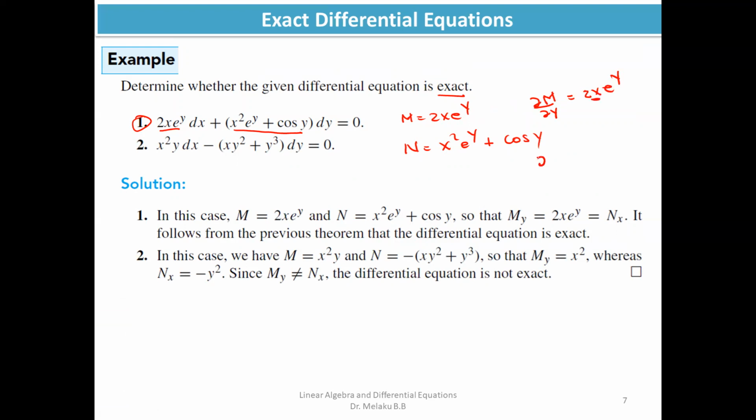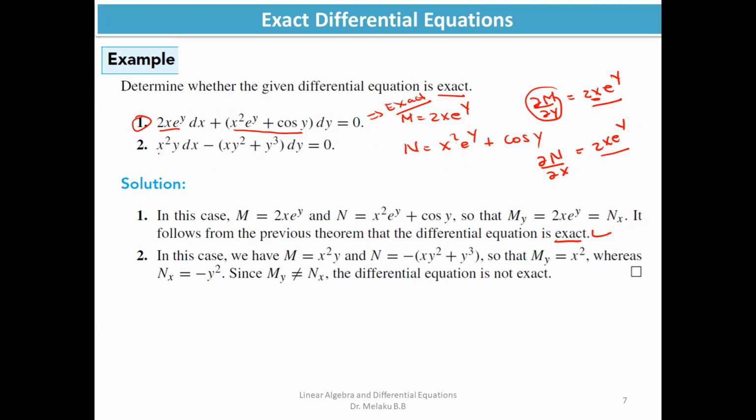How about partial of N with respect to x? This will be 2x e raised y. The derivative of cos y with respect to x is 0. So as you see, partial of M with respect to y is here, and partial of N with respect to x is the same. Therefore, we can say that this differential equation is exact. That's easy. You can see it here.